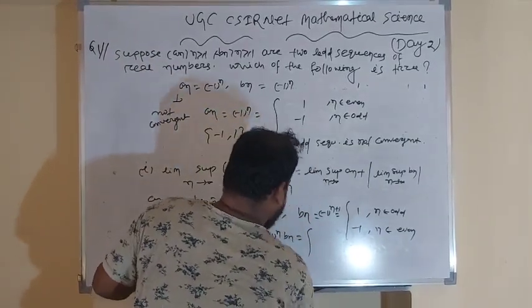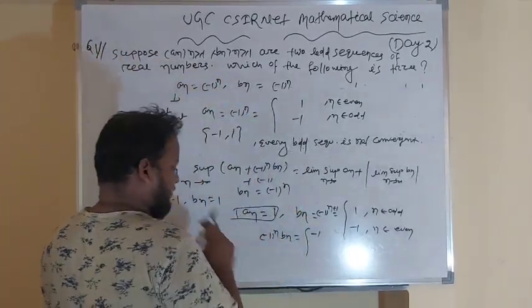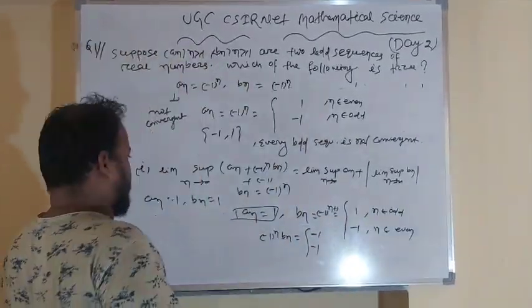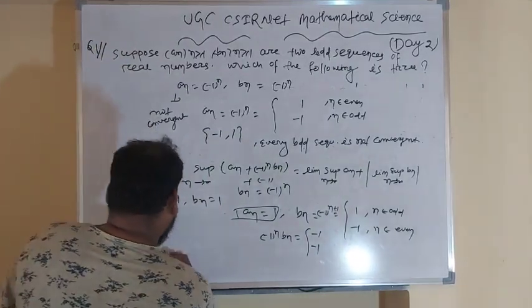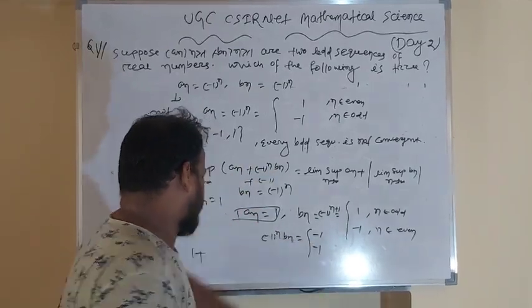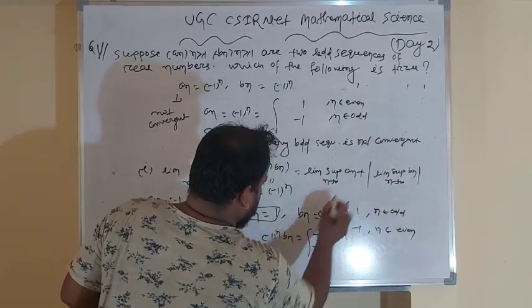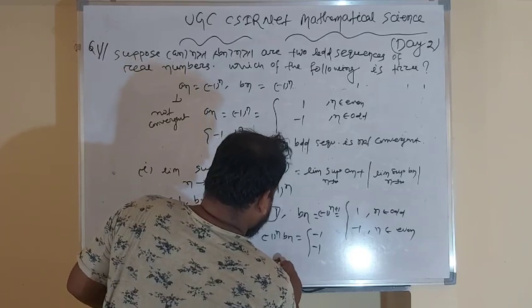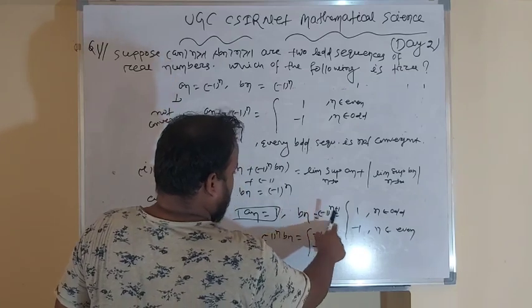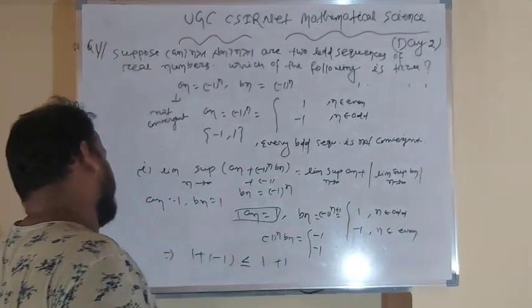That means when n is odd, that is minus 1. When n is even, plus 1 into minus 1, minus 1. This is the result I want. That means 1 plus limit supremum as n tends to infinity, the limit is 1, and the limit of minus 1 will be maximum, minus 1. That means this is less than or equal to limit supremum of a_n plus limit supremum of b_n as n tends to infinity. That b_n value is 1. So 0 is always less than or equal to 2.